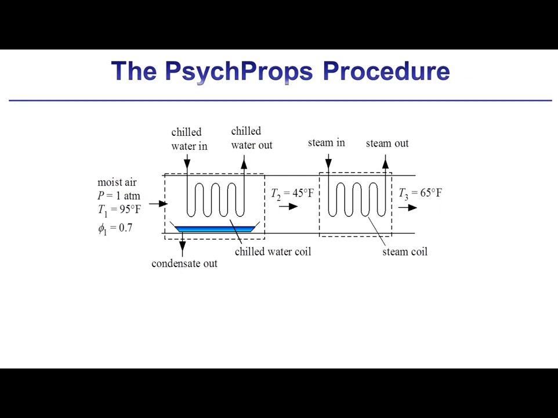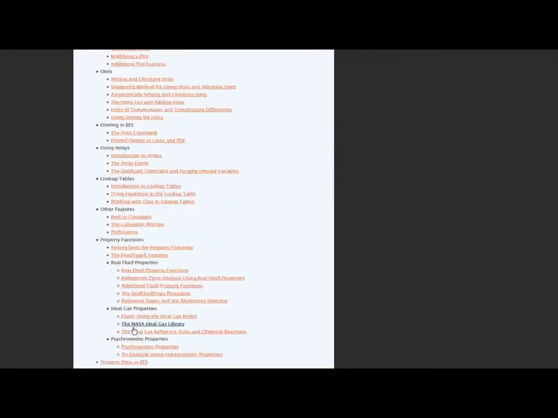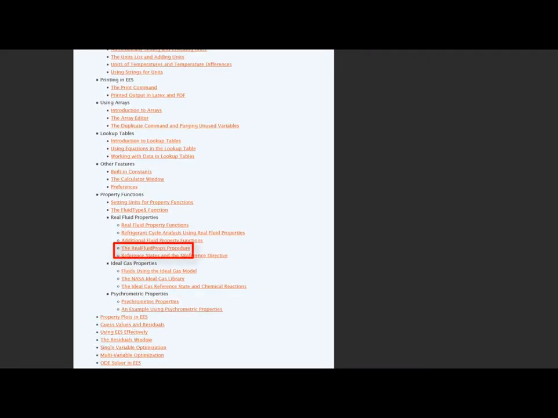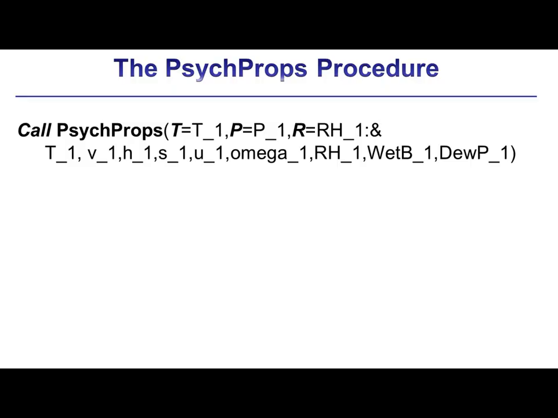The PsychProps procedure provides a coding shortcut that is helpful when you want to determine two or more psychrometric properties at the same state. This is almost always the case when you're analyzing a system like the one shown here. At the inlet, state 1, we need several different properties, including the dry air specific enthalpy, volume, the humidity ratio, and also the dew point. The PsychProps procedure is a lot like the RealThermalProps procedure that was discussed in the section on real fluid properties. An example of the correct calling protocol for the PsychProps procedure is given here.